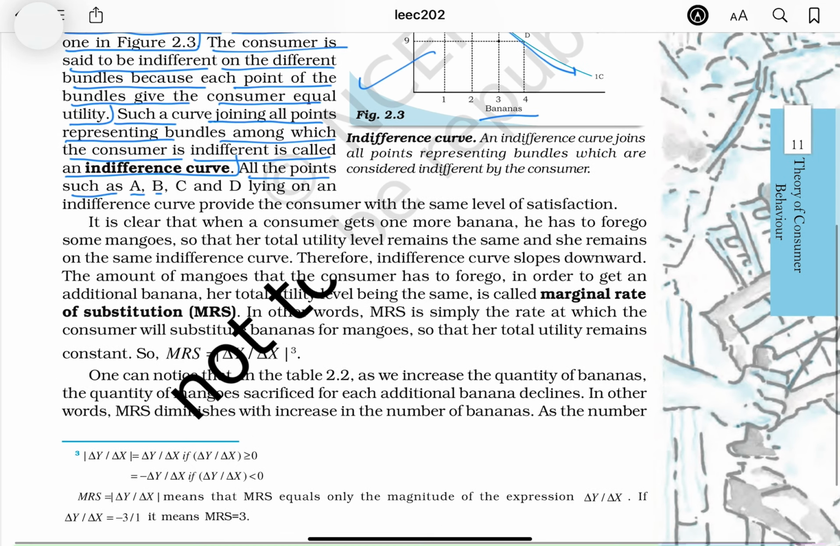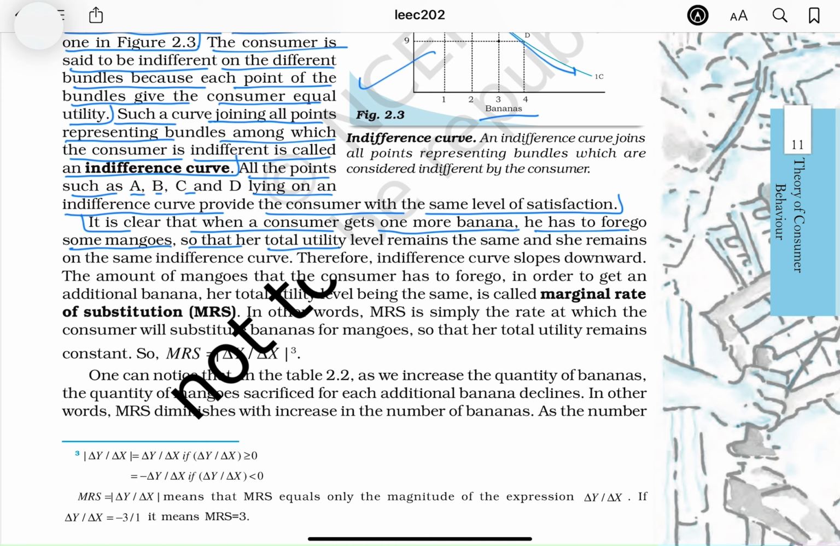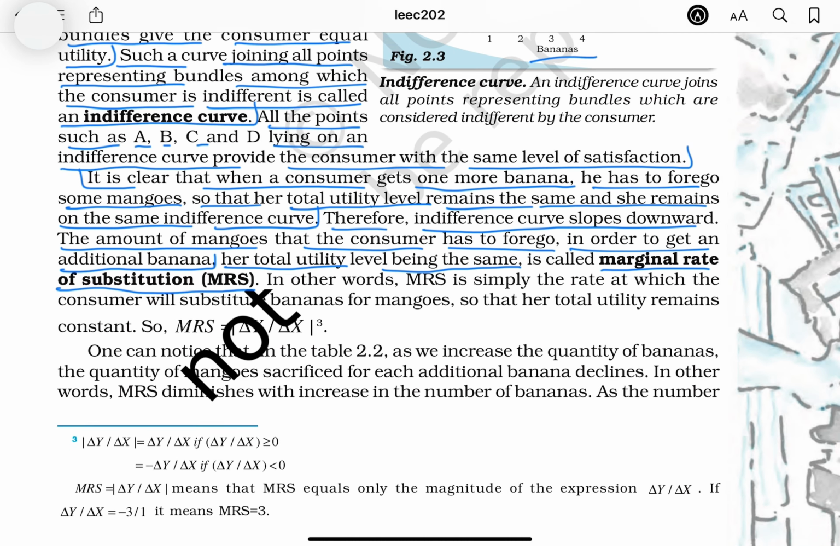All the points, such as A, B, C, D, lying on an indifference curve provide the consumer with the same level of satisfaction. It is clear that when a consumer gets one more banana, he has to forego some mangoes so that her total utility level remains the same and she remains on the same indifference curve. Therefore, the indifference curve slopes downward. The amount of mangoes that the consumer has to forego in order to get an additional banana, her total utility level being the same, is called marginal rate of substitution (MRS).